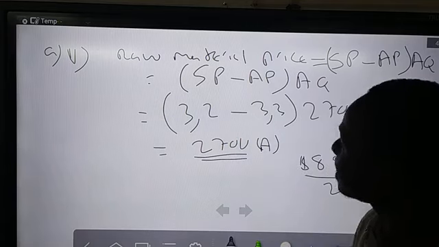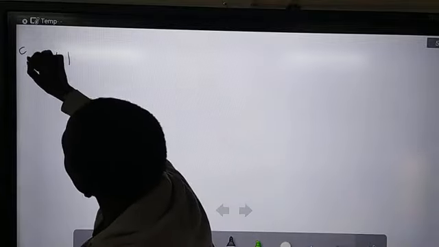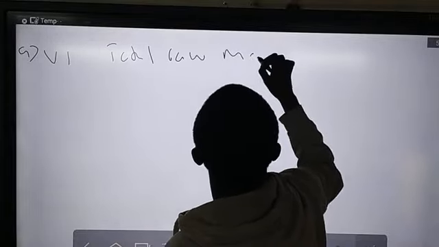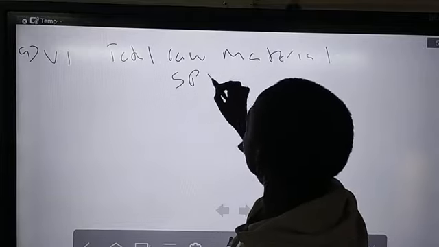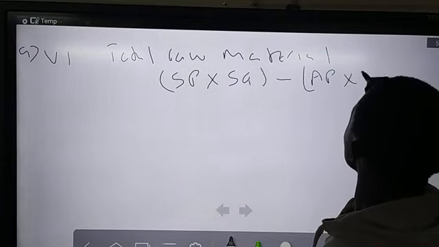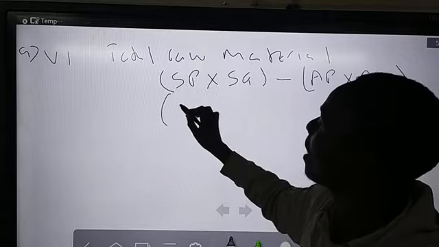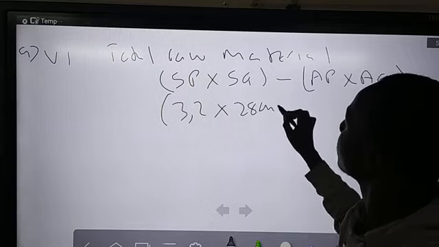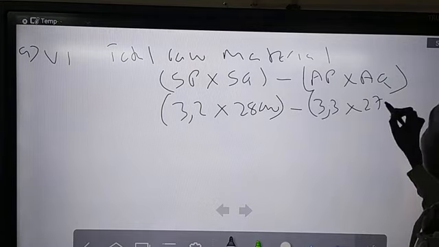Next, they want us to calculate the total. Remember, it's still A. They want us to calculate the total raw material variance. The formula is SP times SQ minus AP times AQ. In simple terms, I can now substitute. If you still remember, our SP is 3,2 times our SQ, which we flexed, was 28,000, minus our AP, which is 3,3 times 27,000.